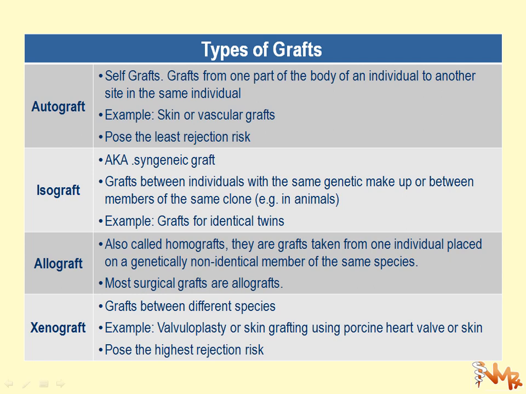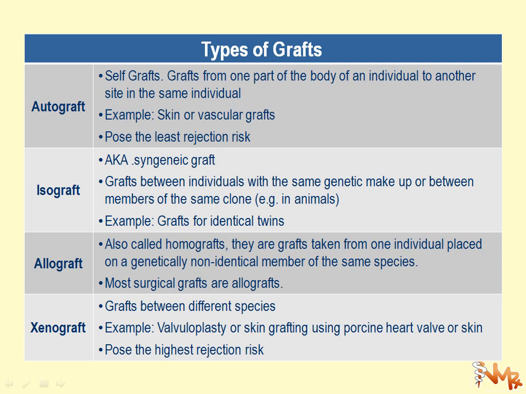Let's look at the major types of tissue grafts. There are 4 kinds. Autografts or self-grafts are grafts from one part of the body of an individual to another site in the same individual. Examples are skin and vascular grafts. This type of graft poses by far the least rejection risk.